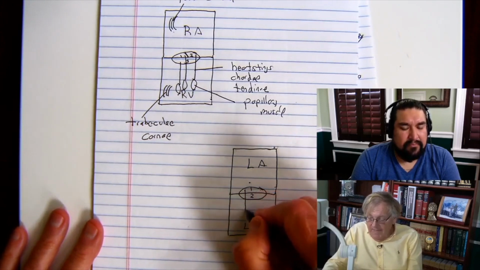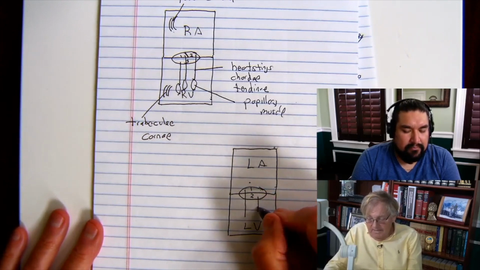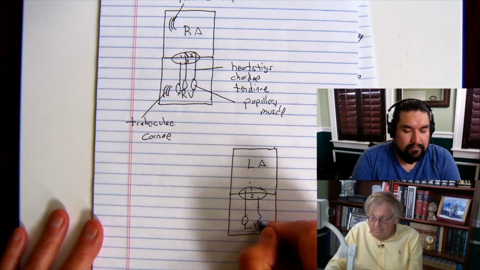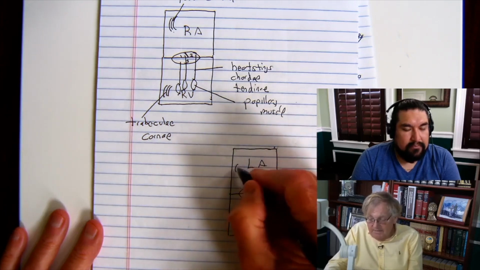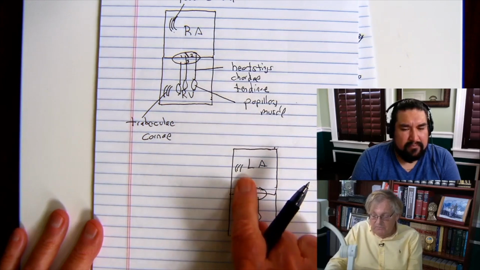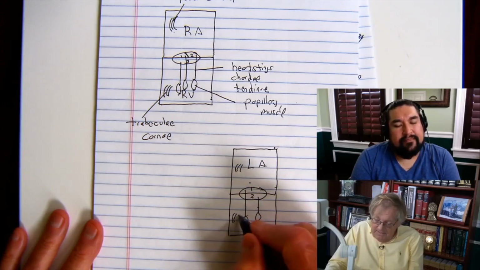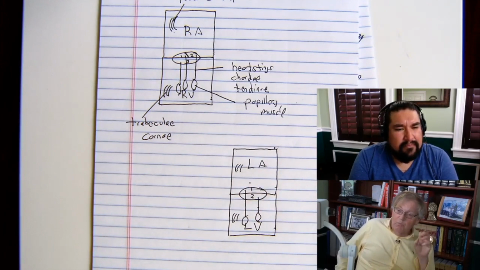Coming off of that is going to be again the heartstrings or chordae tendineae. Chordae tendineae are going to be attached to papillary muscle. The left atrium is going to have some pectinate muscle to maintain the form or structure of the heart. The left ventricle is going to have trabeculae carneae to maintain the form or structure of the heart. So now we know what the heart has as far as valves and how the valves operate.